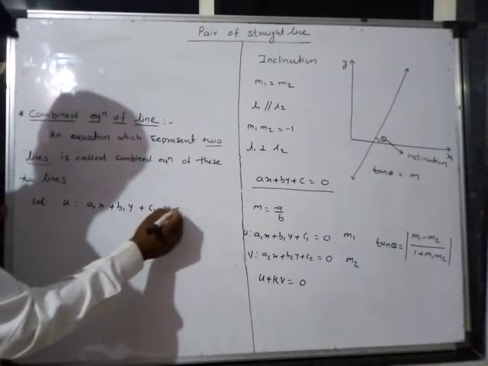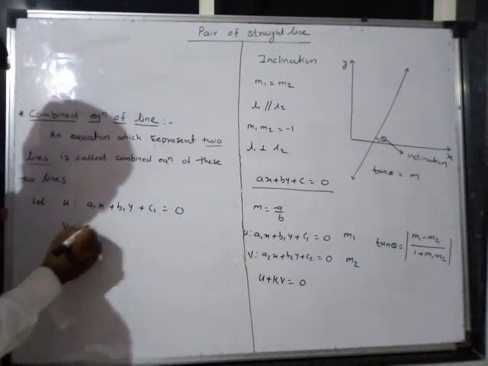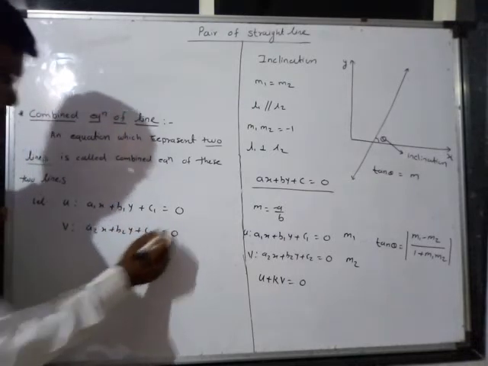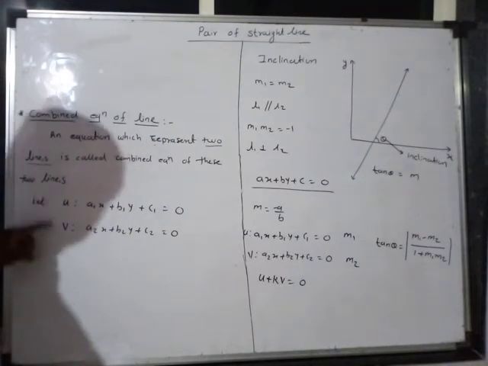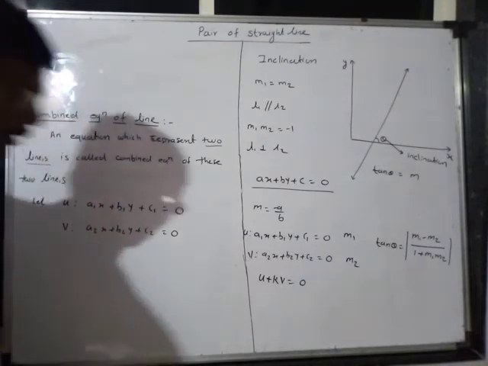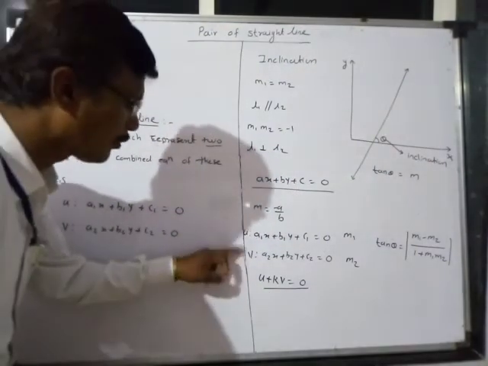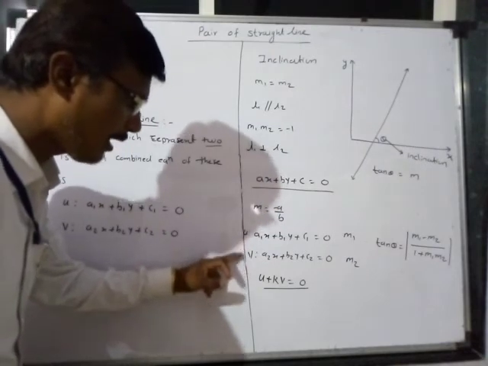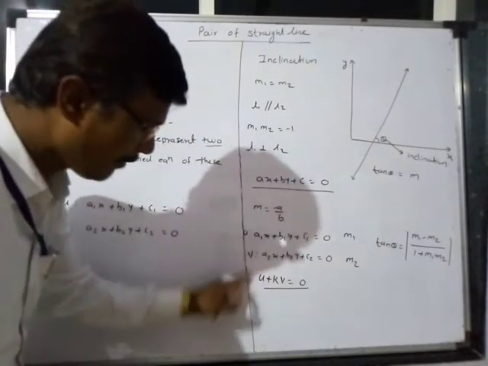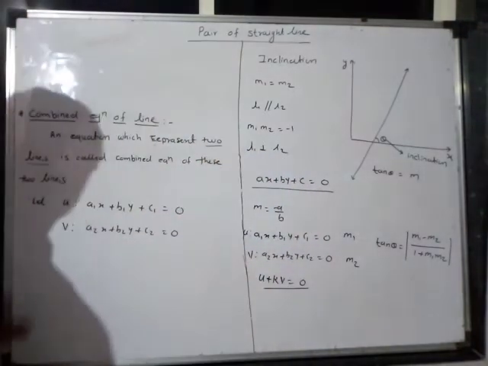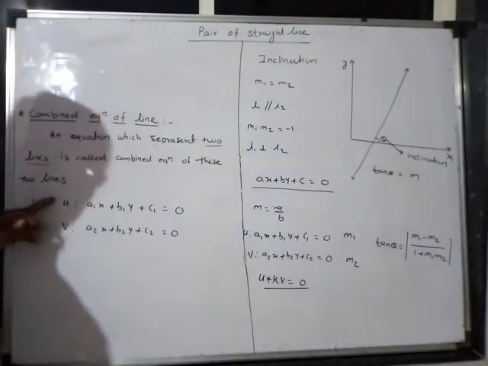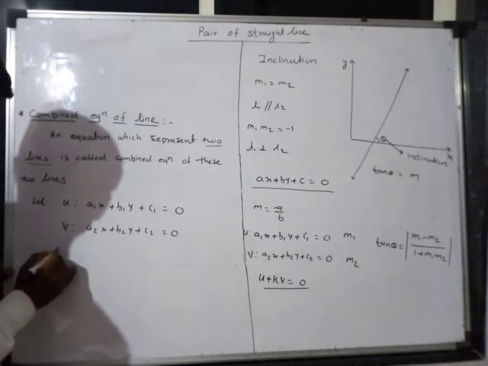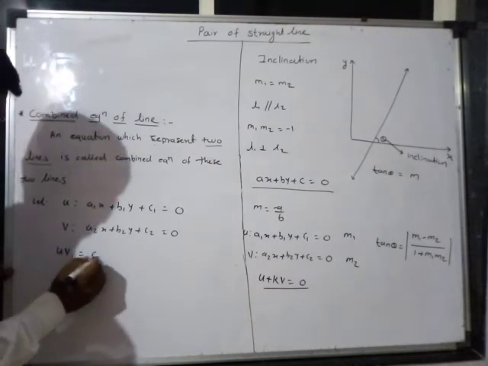plus c1 is equal to 0 and v is the line a2x plus b2y plus c2 is equal to 0. Then the combined equation of these two lines, we know the family of lines, the equation of the line passing through the point of intersection of these two lines, या दोन लाईनच्या पॉइंट ऑफ इंटरसेक्शन मधून जाणाऱ्या लाईनचं हे इक्वेशन आहे. याला आपण फॅमिली ऑफ इक्वेशन ऑफ लाईन असं म्हणतो. तर आपल्याला या दोन लाईन एकत्र करायच्या आहेत. Therefore the combined equation of these two lines is given by u into v is equal to 0.